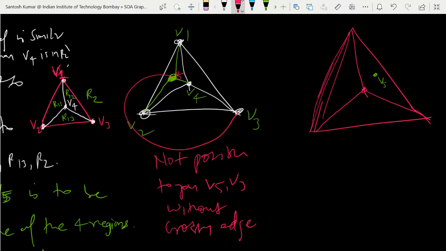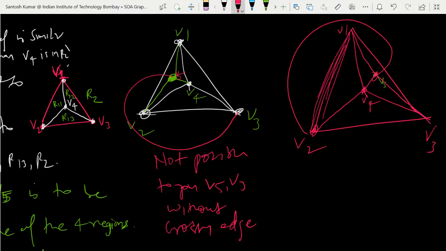Okay, main thing is how will we join? So v5 you can join with v1, with v2, with v3 and v4. So again the problem is how will you join v2 with v5? You have to cross. Any way you take, you have to cross here. So v2 and v5 cannot be joined without crossing.